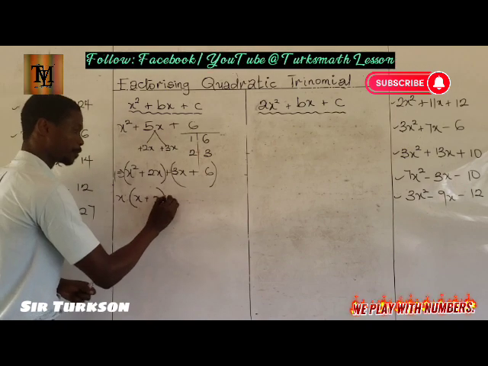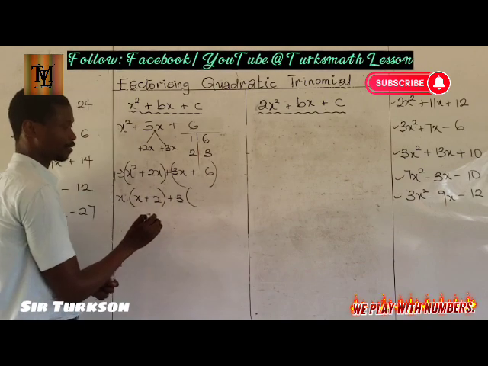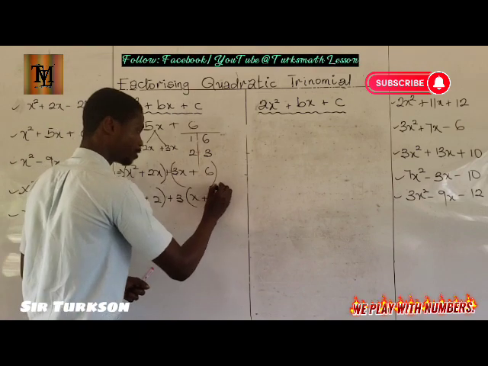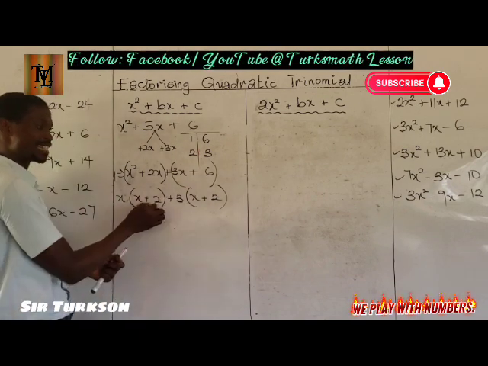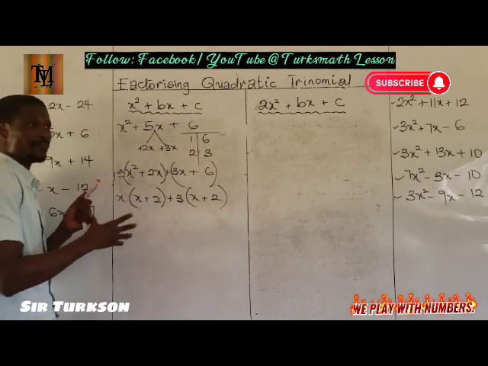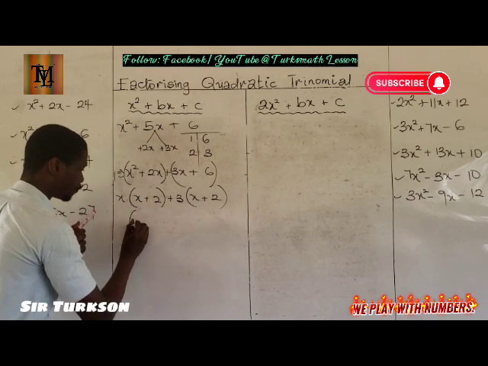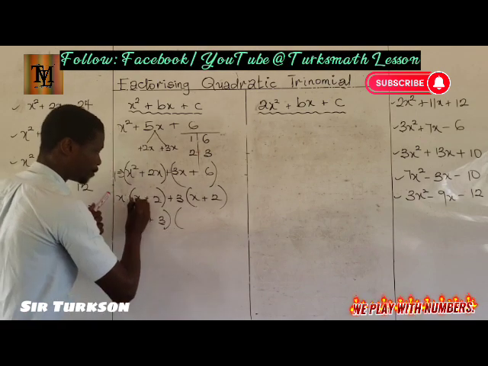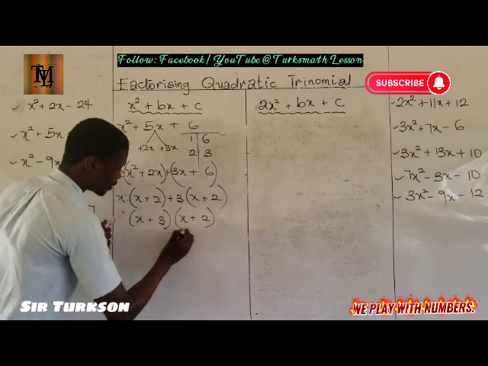Now what is common? 3. Very good. It's common. X. 2. Very good. Because 6 divided by 3 will give us what? 2. So remember that the quotient here are the same. So you put the factors that are outside into one bracket. So we'll have x plus what? 3. And here we repeat this one only once. We'll have what? X plus 2. That's all.